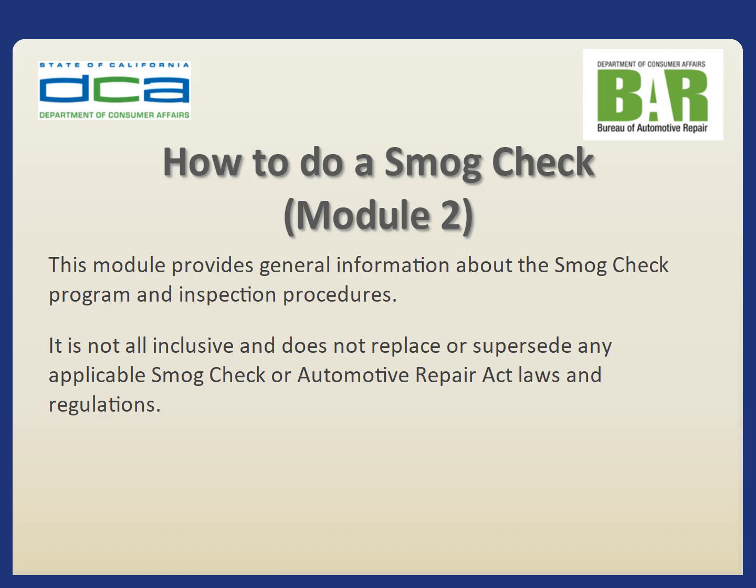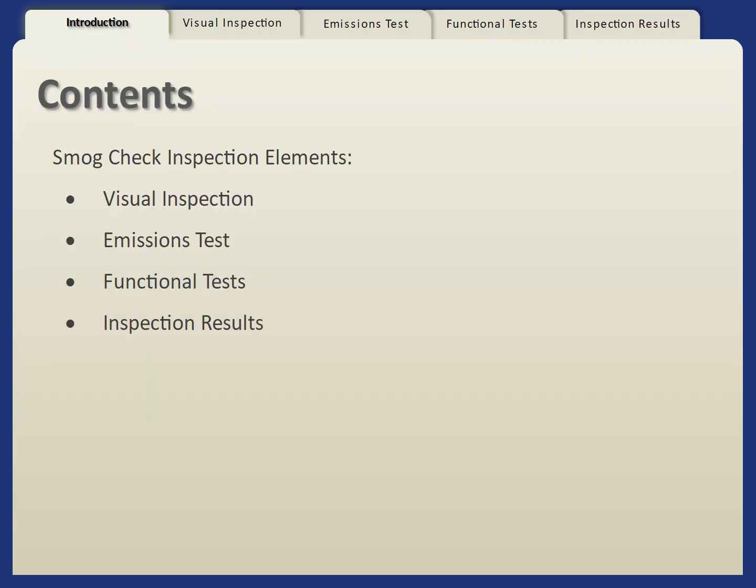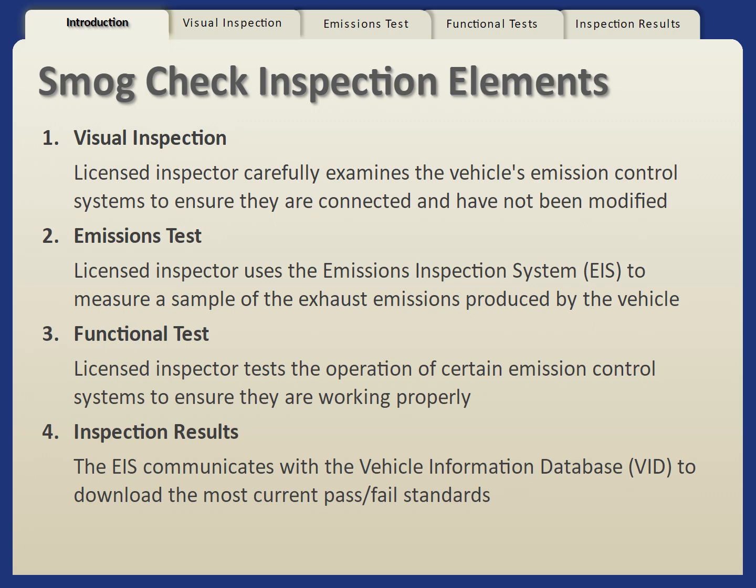This module covers general information about the SmogCheck program and inspection procedures. It is not all-inclusive and does not replace or supersede any applicable SmogCheck or Automotive Repair Act laws and regulations. In this module, we will present the following elements of the SmogCheck inspection process: visual inspection, emissions test, functional tests, inspection results.